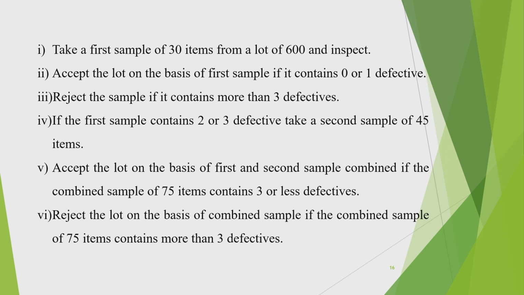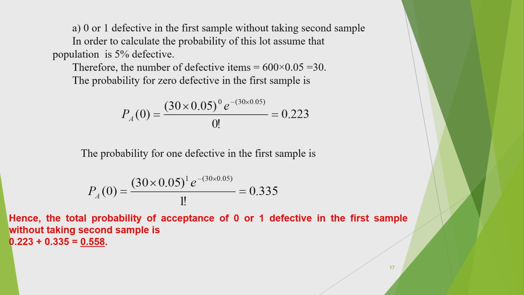If the combined sample of 75 items, 30 plus 45, contains 3 or fewer defectives, then you accept, otherwise reject the lot on the basis of the combined sample if it contains more than 3 defectives. So you can find out the probability in this case also. Suppose you have 0 or 1 defective in the first sample without taking a second sample. In order to calculate the probability for this lot, assume that the population is 5% defective. Suppose the number of defective items will be 30.